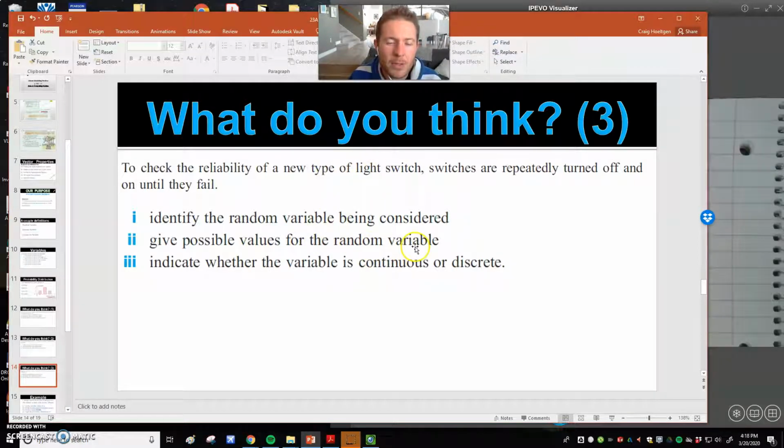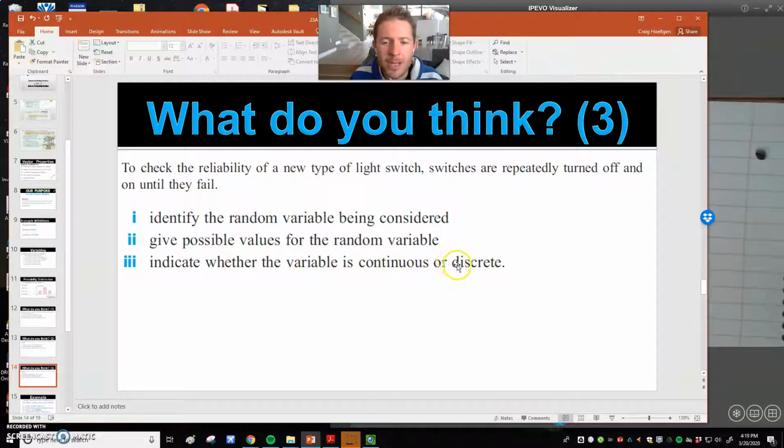So give possible values for the random variable. Now, this is not going to be 0.5 or 2.6. This is going to be integer values. It's going to break on its 200th flip, or maybe the 3000th flip, but it's going to break on a full flip. So these are integers greater than 0. Indicate whether this is continuous or discrete. We can count it, therefore it is discrete.